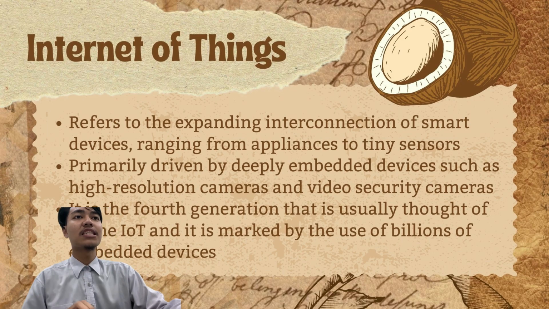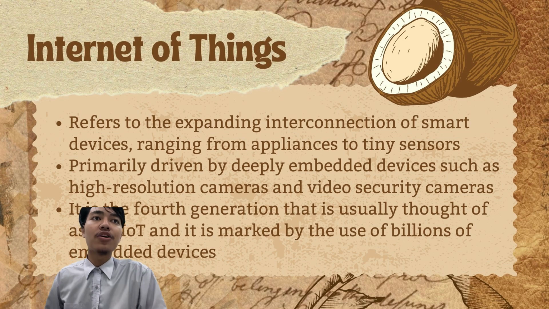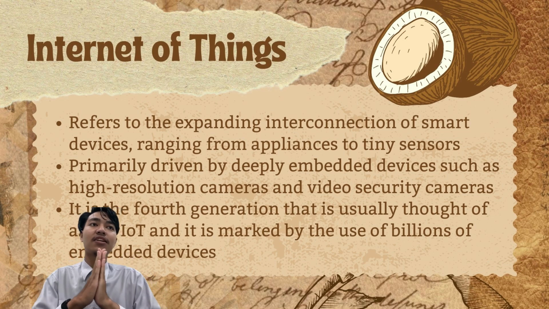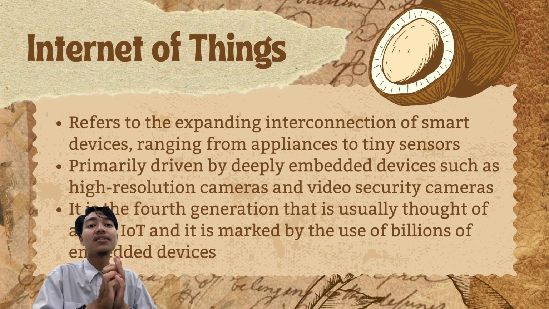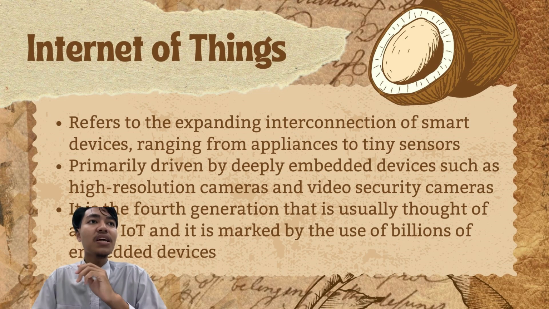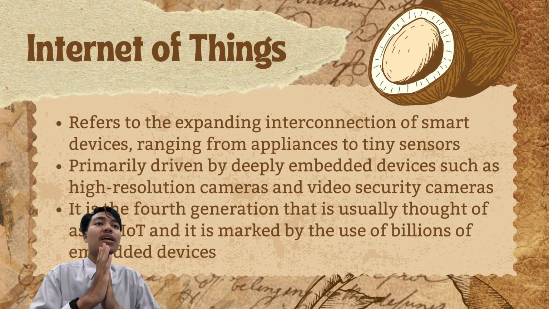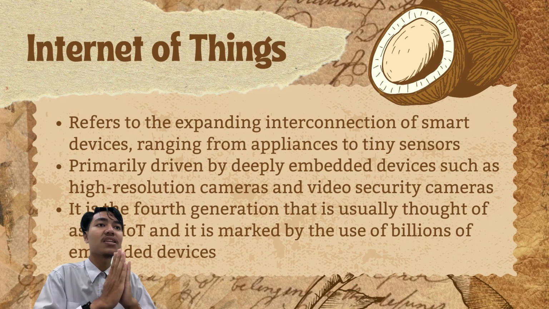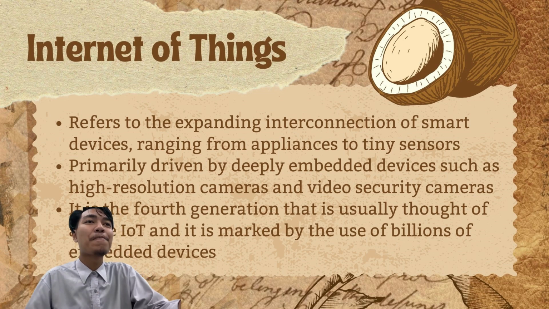In embedded system, they have Internet of Things, also known as IoT. IoT refers to the expanding interconnection of smart devices ranging from appliances to tiny sensors, primarily driven by deeply embedded devices such as high-resolution cameras and video security cameras. It is the fourth generation that is usually thought of as the IoT, and it is marked by the use of billions of embedded devices.